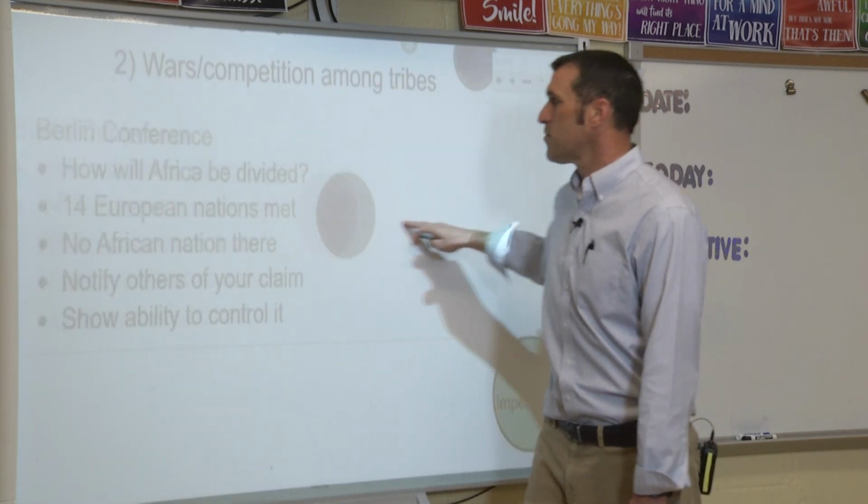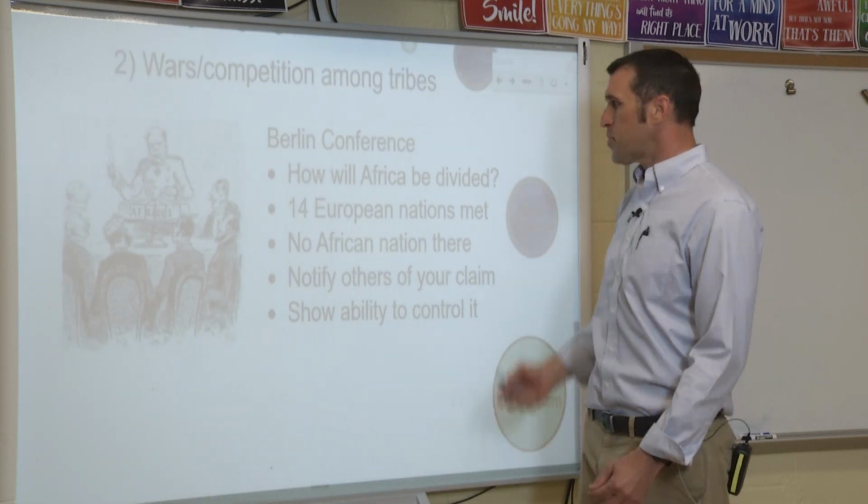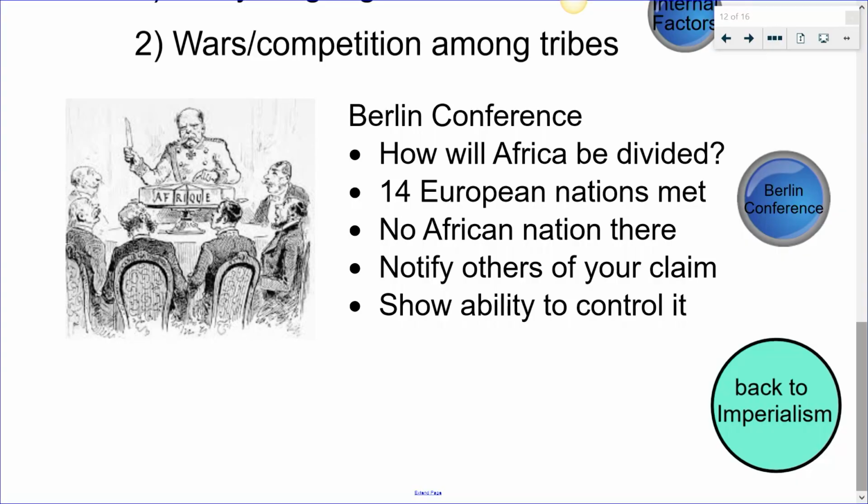The last thing I wanted to mention about how these European countries got together is what was called the Berlin Conference. At the Berlin Conference, 14 European nations met to decide how Africa would be divided. The problem was no African nation was there to put their input in on it. The two things that they walked away with was all you got to do is notify the other European nations of your claim and show the ability to control it.